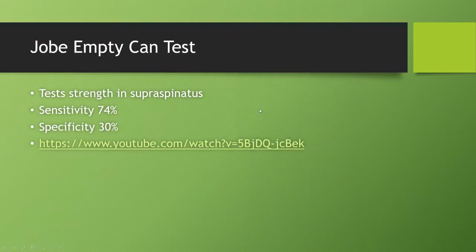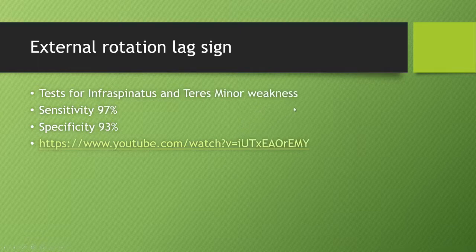So yeah, that test tests the strength of your supraspinatus muscle. The external rotation lag sign tests for infraspinatus and teres minor weakness. Has a sensitivity of 97% and a specificity of 93%.